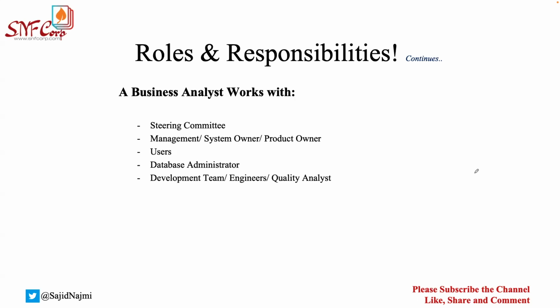And obviously the development team. When I'm saying development team, the technical engineers, the quality analysts, everybody who is part of that team, including the BA, they all are the development team. So the development team is not only the developers. There could be QA as well. There could be DBA as well. Again, it depends how your company has structured the team.